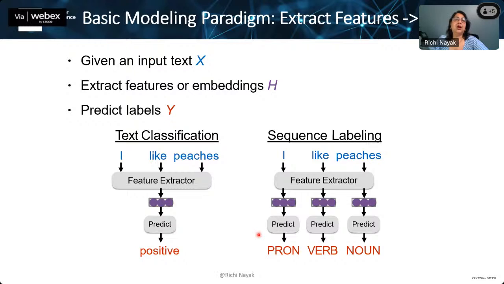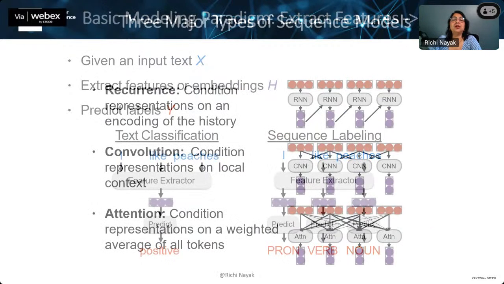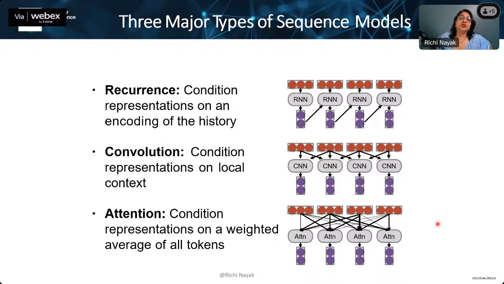So let's see how it can do that. Given an input X, the basic system would extract features or embeddings and would try to predict Y. If the prediction is just a single label like positive, negative, neutral, it's a sentiment classification problem. If it's a classification like whether this story belongs to comedy or drama, multi-label, then it's a classification. Or this is NER, named entity recognition, where given a sentence, can we identify that I is a pronoun, like is a verb, and peaches is a noun. So the same model, the same mathematical framework, is allowing us to do multiple tasks.